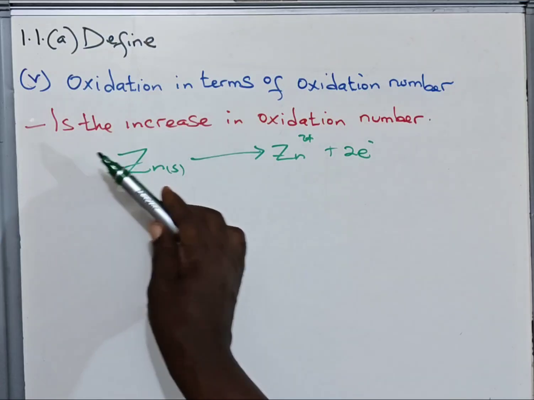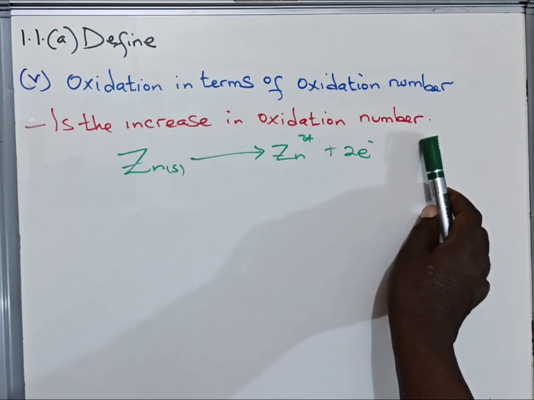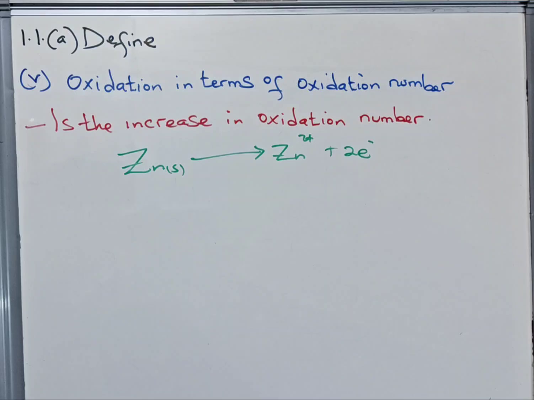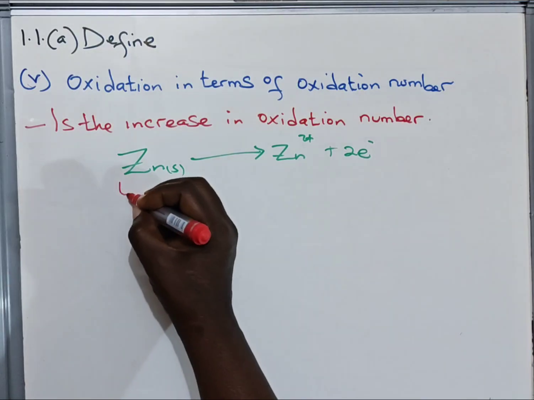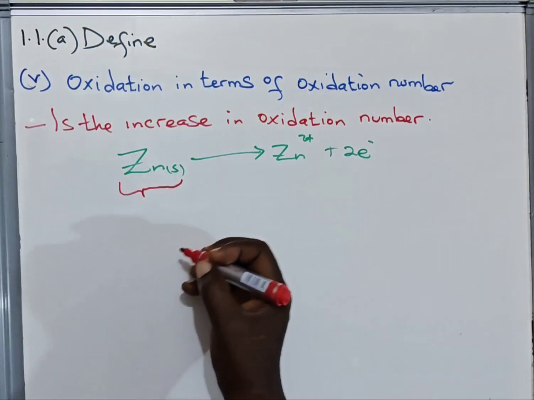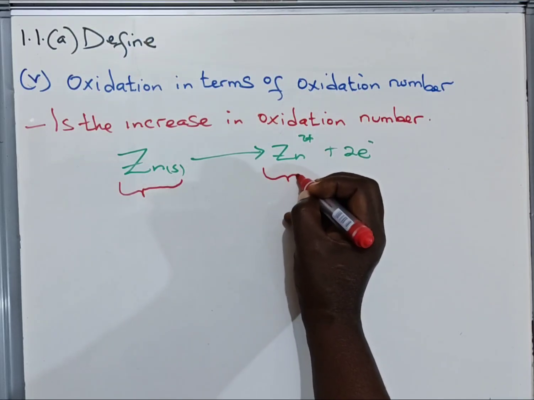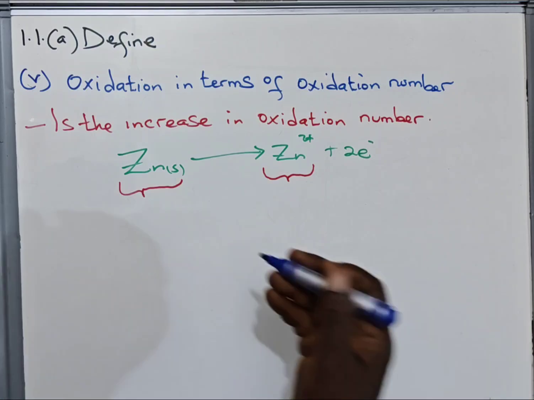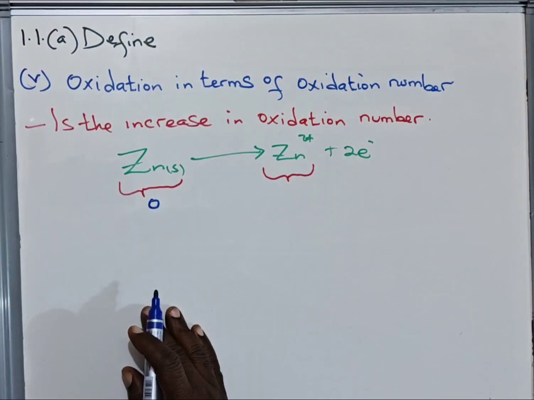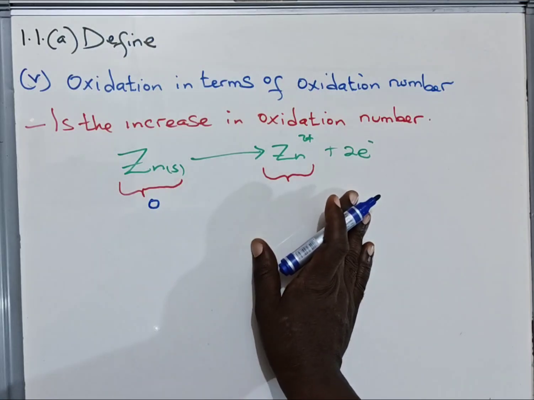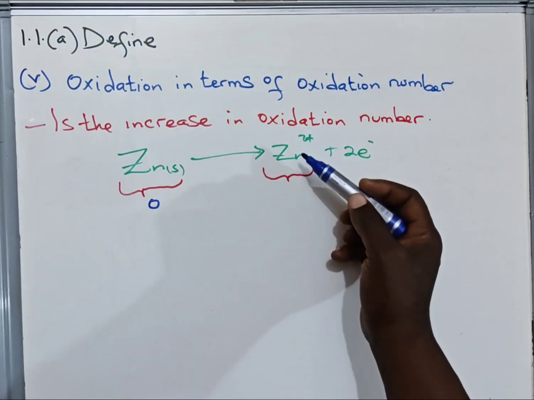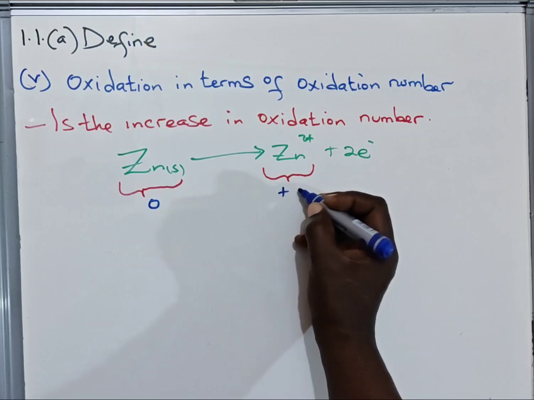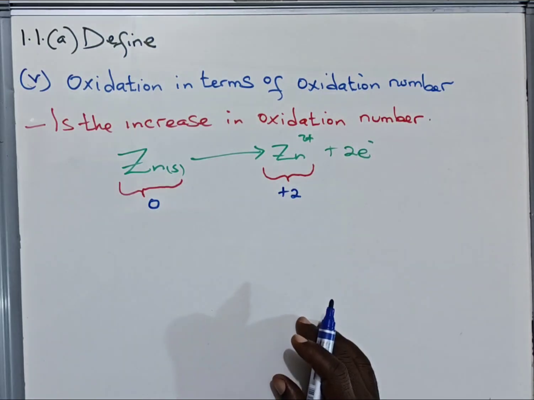So if you are looking at this definition in terms of oxidation number, you ignore the electrons and you look at these two entities. You look at our zinc solid and you look at the ion formed. I need to tell you that solids, liquids, and gases have oxidation number 0. So in this case, our zinc is going to have 0 oxidation number. And for the ions, the oxidation number is the charge it has. So in this case, the oxidation number is +2.